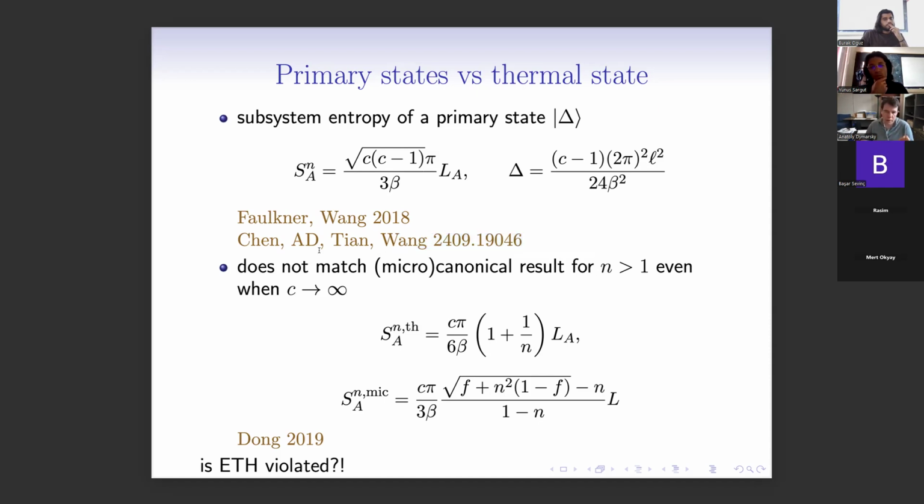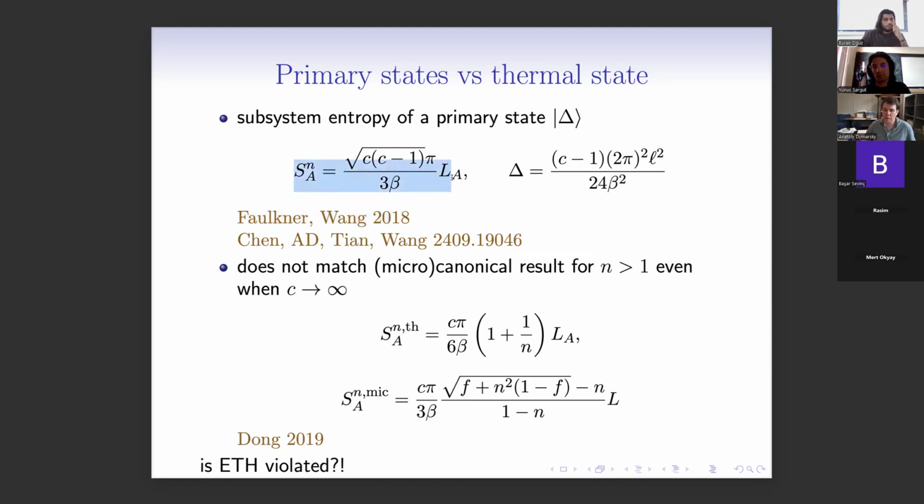That was done in our paper. But in fact, much earlier, it was done by my collaborator, Huajia. Huajia is a co-author of this recent paper. He co-authored a much earlier paper with Tom Faulkner, where they calculated subsystem entropy of primary states using a completely different method, which is called the method of monodromy. Much more complicated CFT-specific method to calculate entropies.